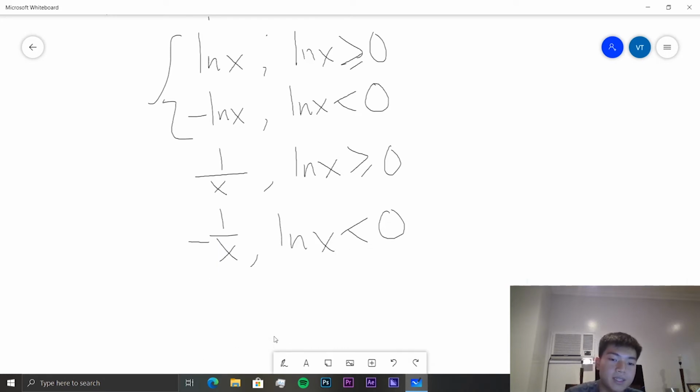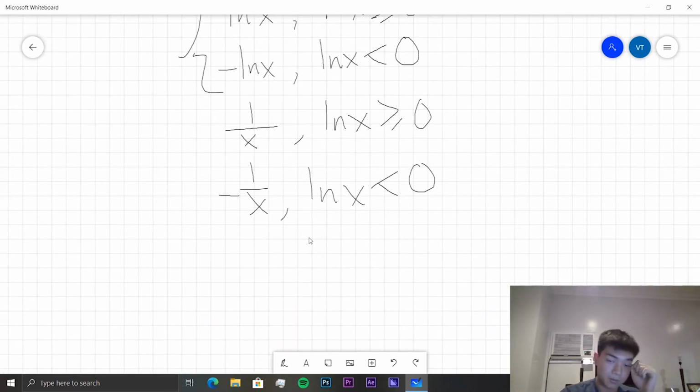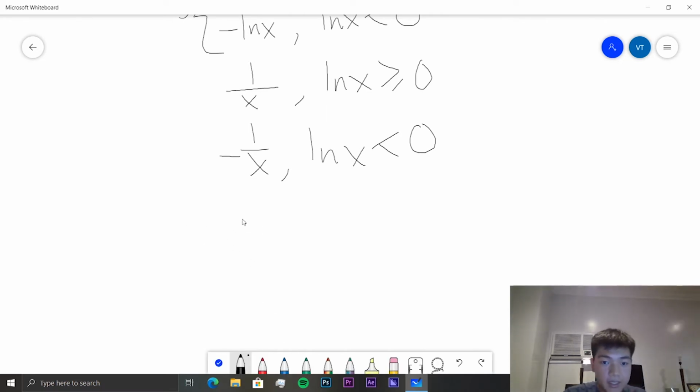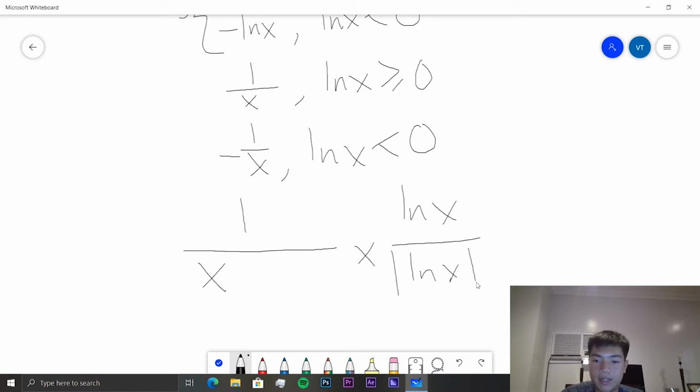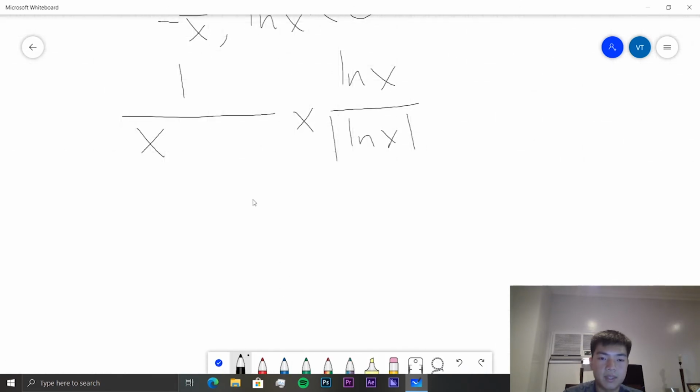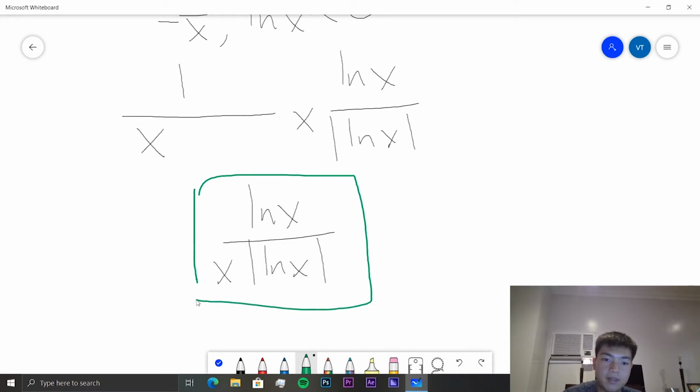So now we've got to combine these two functions back together. So how do we do that? We can simply use the absolute value trick, because these both will equal 1 over x, and if we simply multiply this by ln x, whether it's positive or negative, over the absolute value of ln x, or the other way around, it doesn't matter, then we will get the same thing but with absolute value. So we do end up with ln x over x times the absolute value of ln x as the answer. So yeah, that's cool.